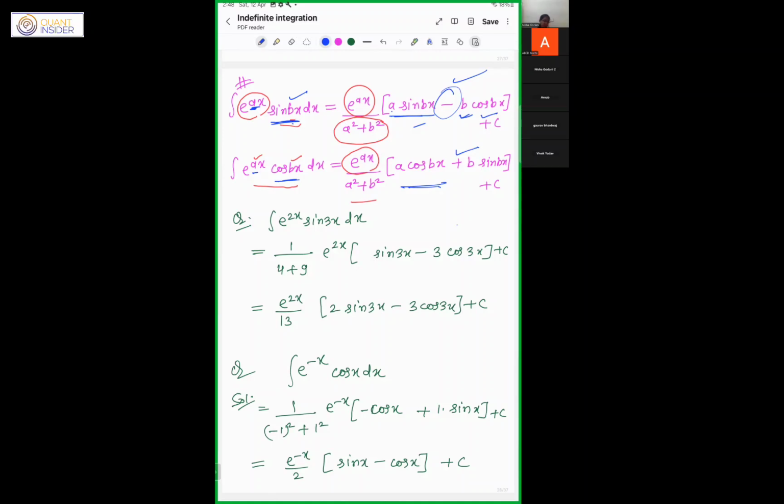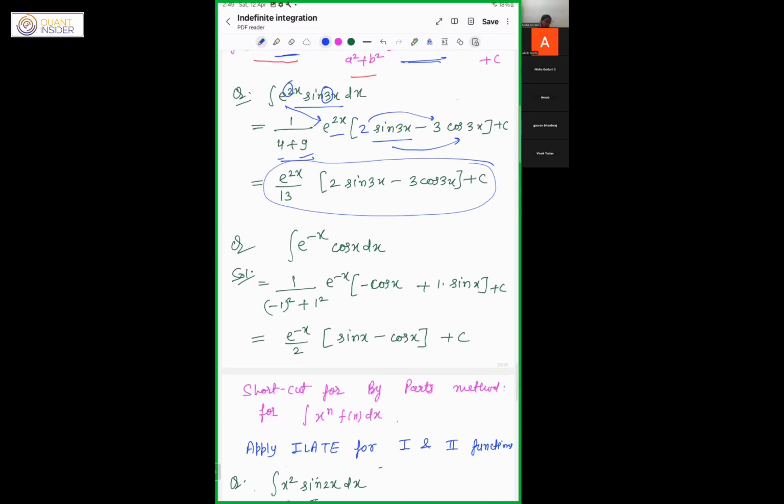Okay. So in the next question, you have e to the power 2x and 3x. So you can see that here a is 2 and b is 3. So I have directly applied the formula: e to the power ax as it is, 1 upon a square plus b square. A is 2, so 2 square is 4, 3 square is 9, so 4 plus 9. Then a sine bx, a means 2, 2 sine 3x minus, now a is replaced with b means 3, and sine is replaced with cos, so cos 3x. So this is your answer.